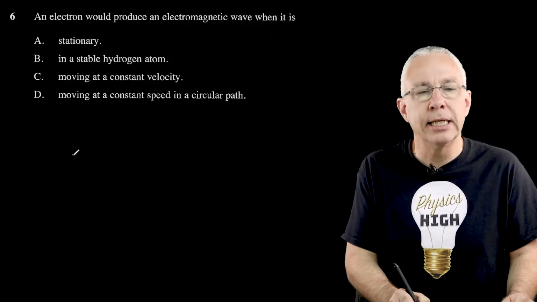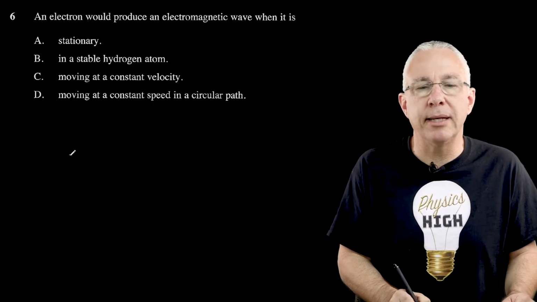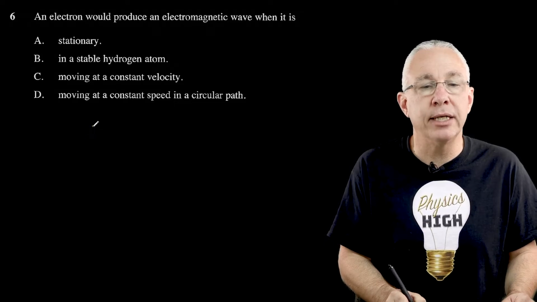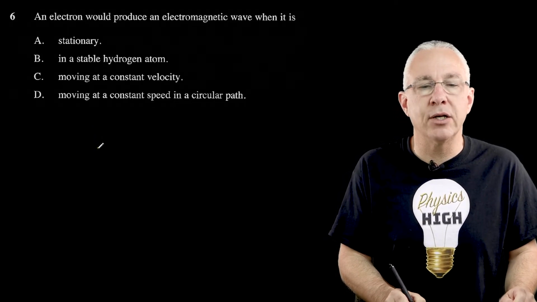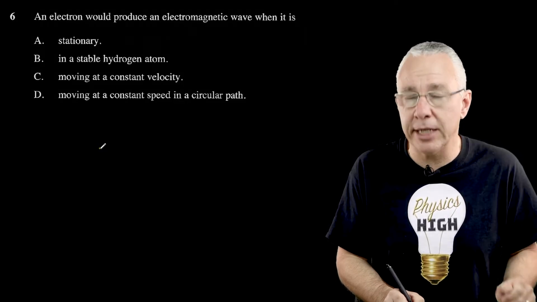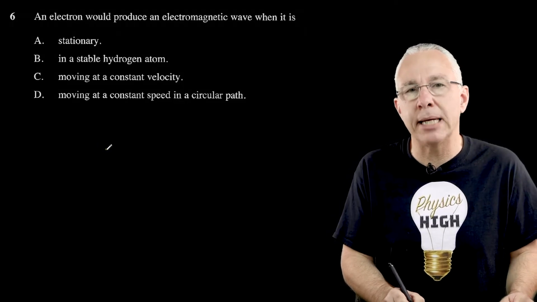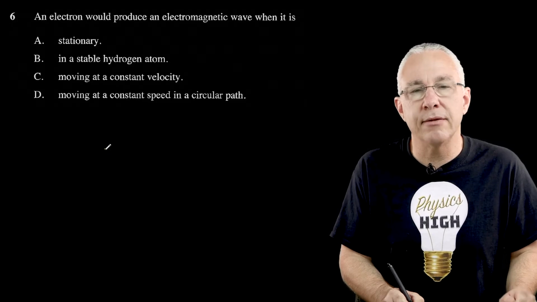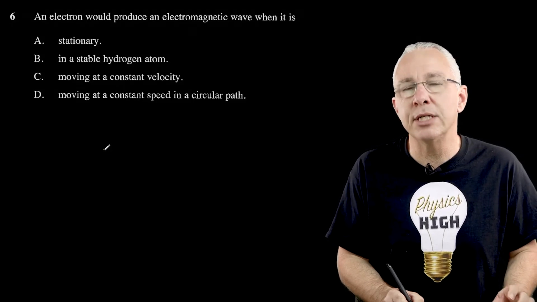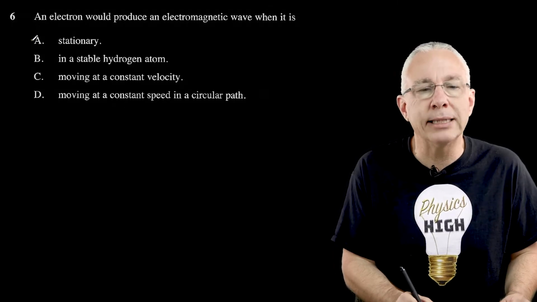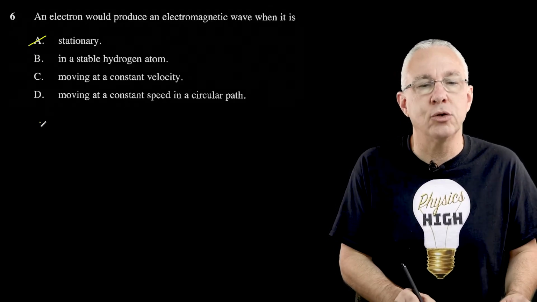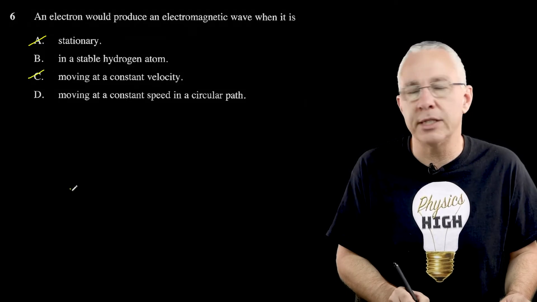Question number 6. An electron would produce an electromagnetic wave when it is stationary in a stable hydrogen atom, moving at a constant velocity, or moving at a constant speed in a circular path. The critical thing here is Maxwell's analysis, that the generation of electromagnetic waves is a result of electrons accelerating. So automatically we have stationary excluded and moving at a constant velocity excluded.